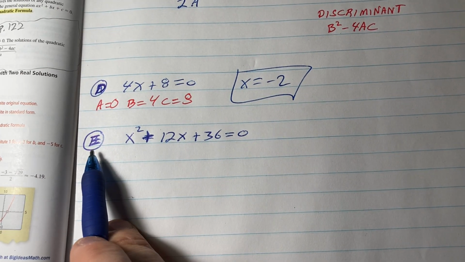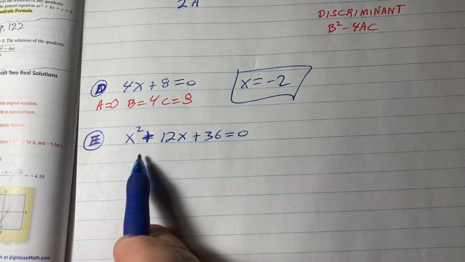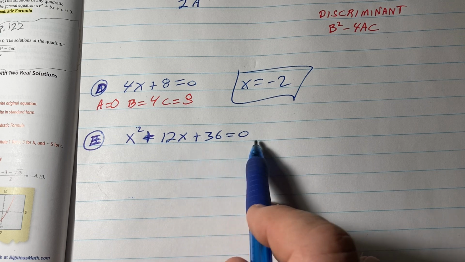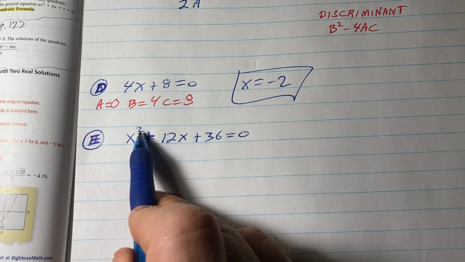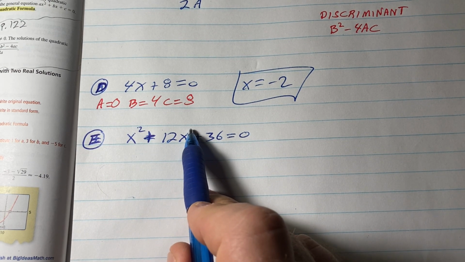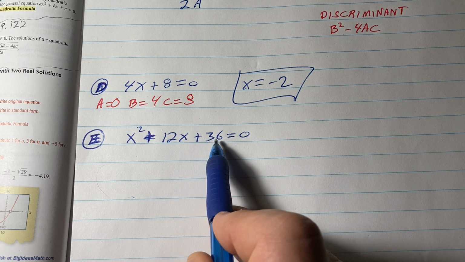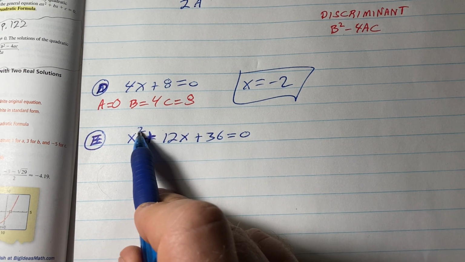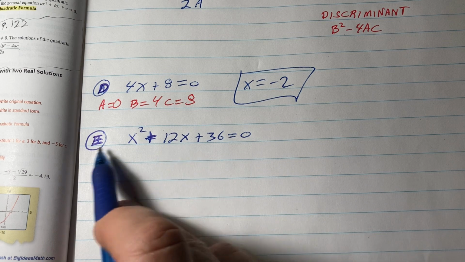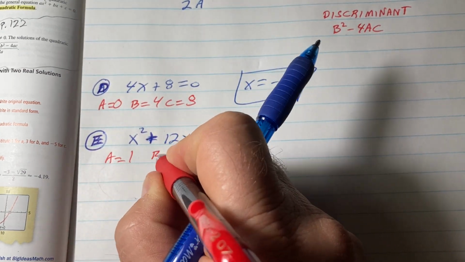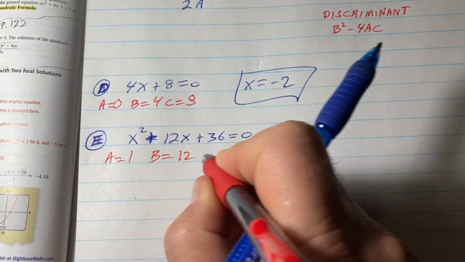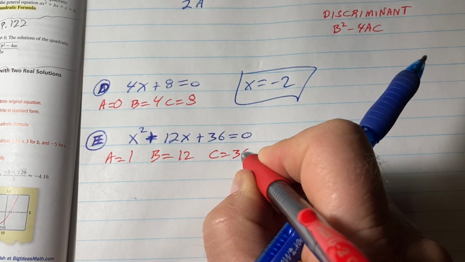Equation E. Is this in standard form? Yes. The exponent 2 is the largest here, the next largest exponent is a 1, and the constant is technically x to the 0. So largest down to the smallest exponent, yes, it's in standard form. So the value of a is 1, b is 12, c is 36.